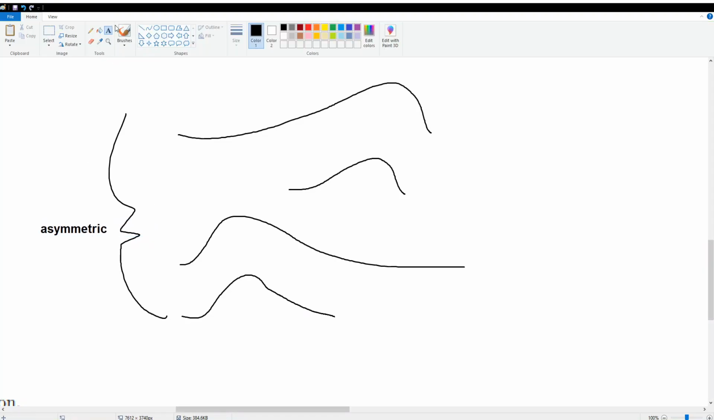Because there's no vertical line you can draw such that each side would be a mirror of the other. However, we have different ways of describing these types of asymmetric distributions. And for this, we introduce something called skew, S-K-E-W, which represents the direction to which we are skewed.